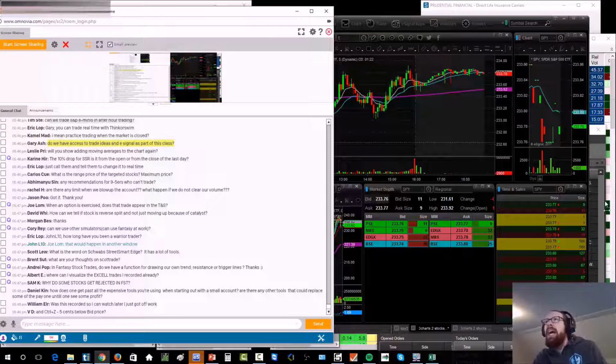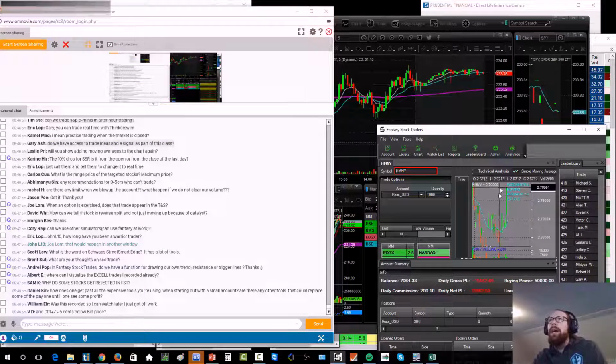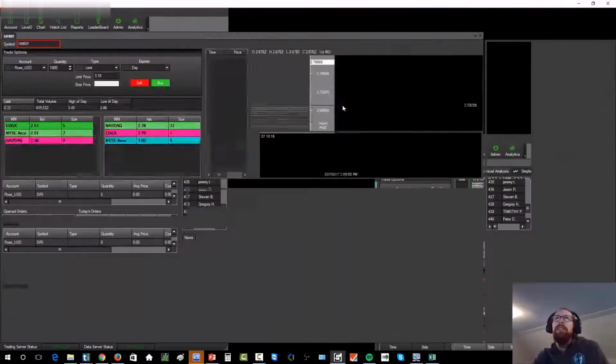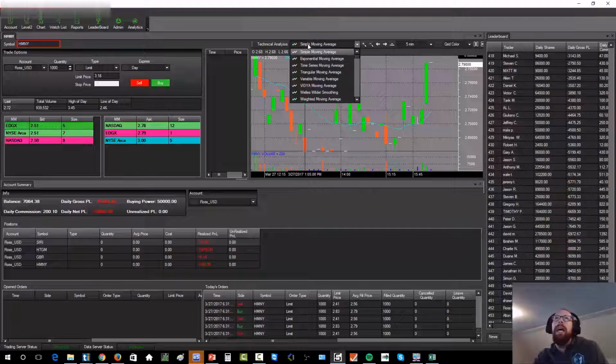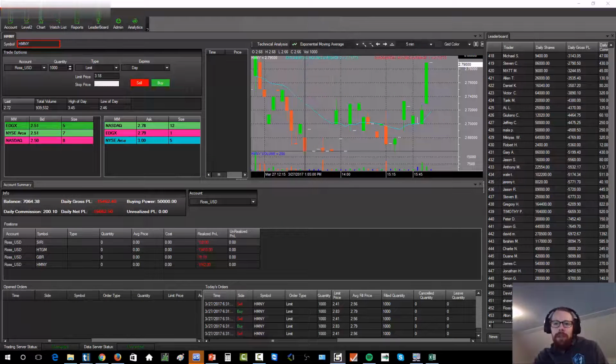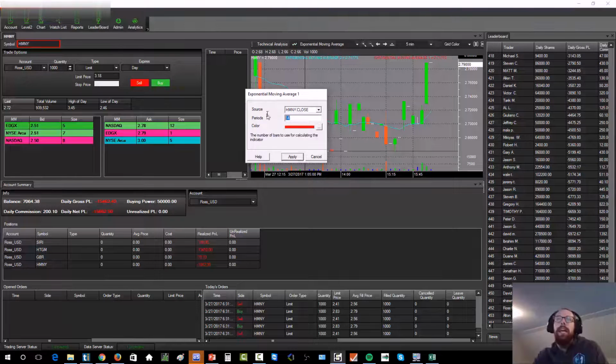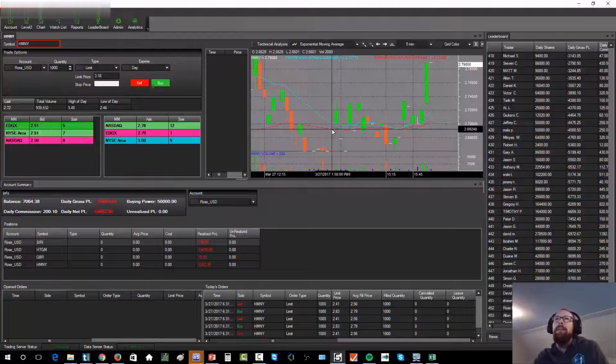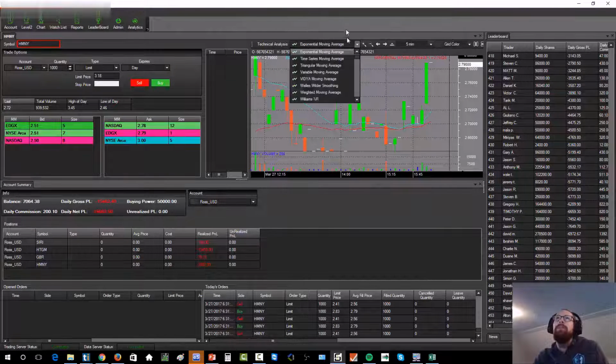Leslie, to add a moving average to Fantasy Stock Traders, let's see, we scroll down to exponential moving average, and it's going to pop up this little window here where I can type in the period that I want to use. So let's say 50, and then I click apply, and there it is. Now I can right click this to delete it if I don't want it anymore. So it's from this window right here.